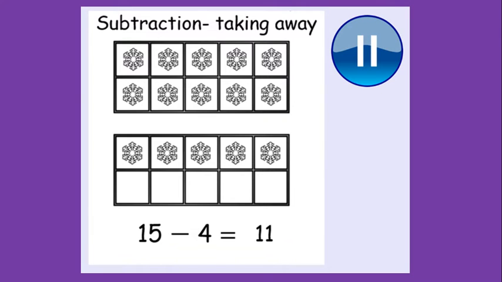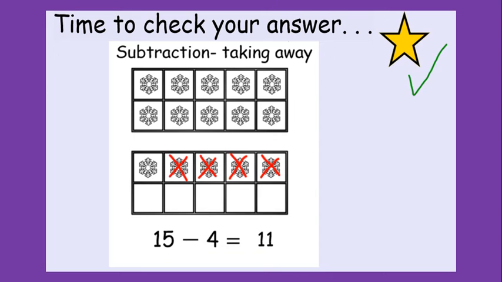Okay, this time we're going to demonstrate another number sentence. So we've been told 15 take away 4 is equal to 11. So we've got our 15 here. Look, there's our 10, and then there's our 5 extra ones. I need you to demonstrate to me this question. Show me, using your tens frames, 15 take away 4 equals 11. Pause the video, demonstrate it on your tens frame, and then we'll check the answer in a moment.